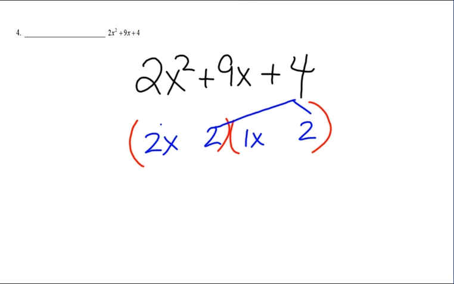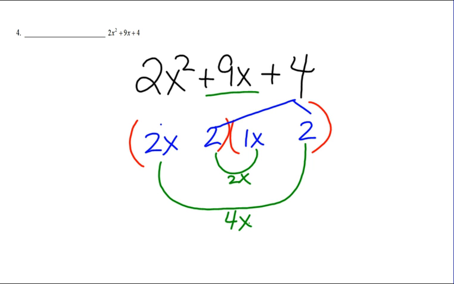And so now what I'm checking is, does the outside plus the inside add up to 9x? The outside would be 4x. The inside would be 2x. Is there anywhere 4x and 2x adds up to 9x? No, it doesn't. So then I'd say, okay, well, I guessed wrong, so I'm going to guess another thing. So I'd guess another one. And this time I might guess 4 and 1.